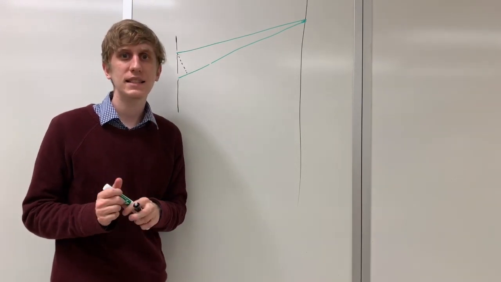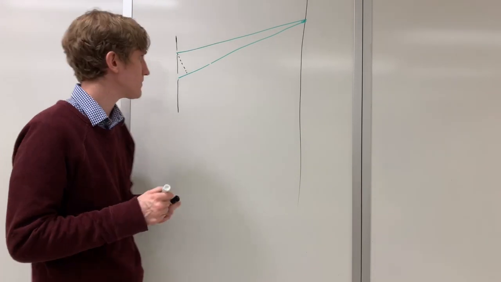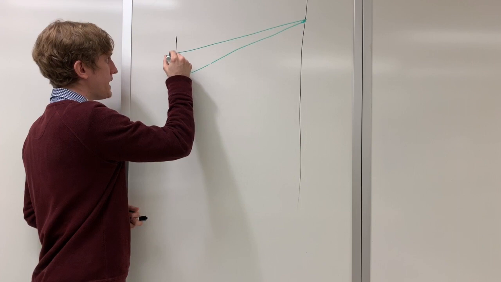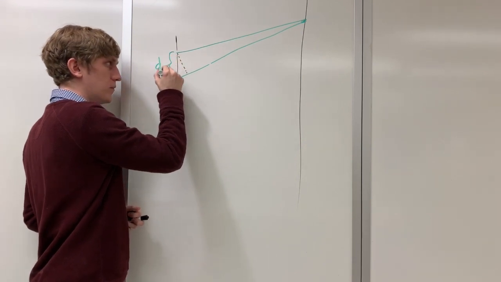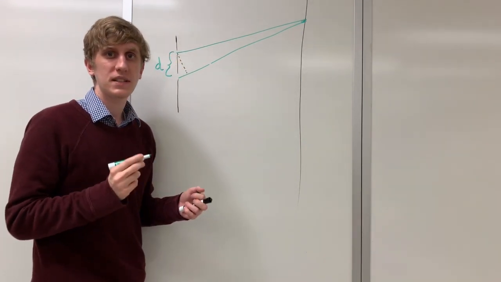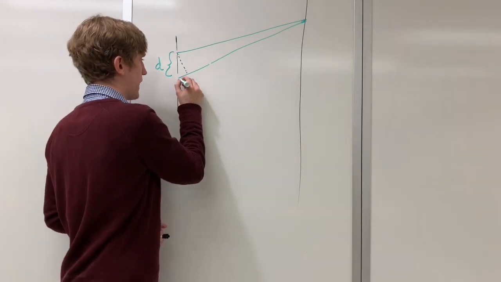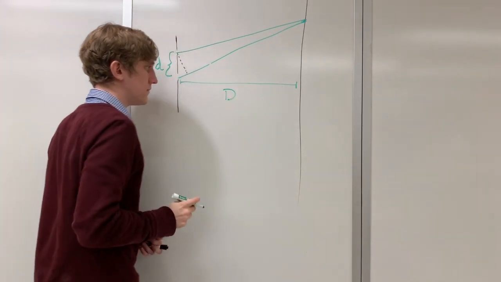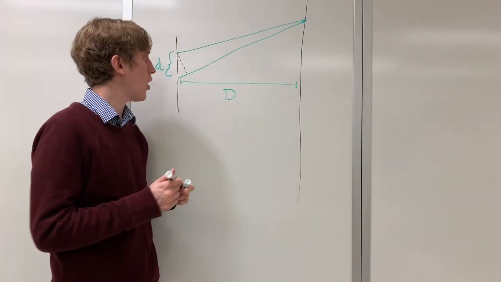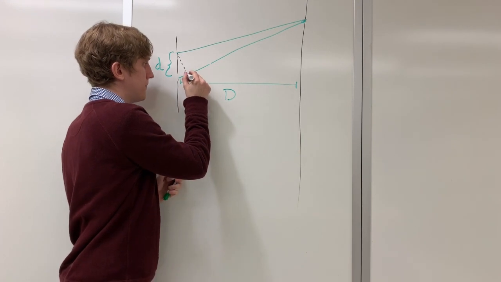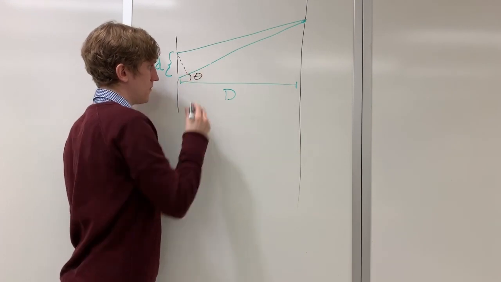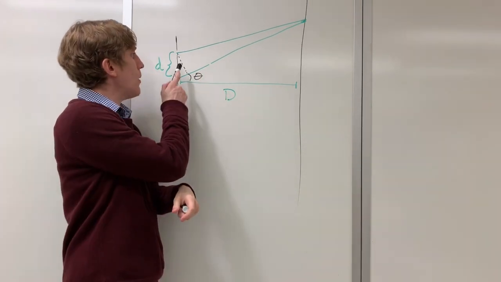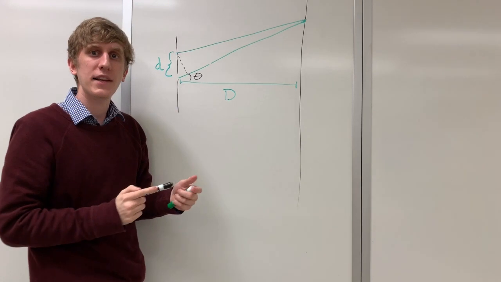To do that, let's label a couple of quantities. The distance between the slits we're going to call lowercase d. The distance from the slits to the wall we'll call uppercase D. Lastly, we'll call this angle here theta. It turns out that if this angle is theta, then this small interior angle is theta as well.